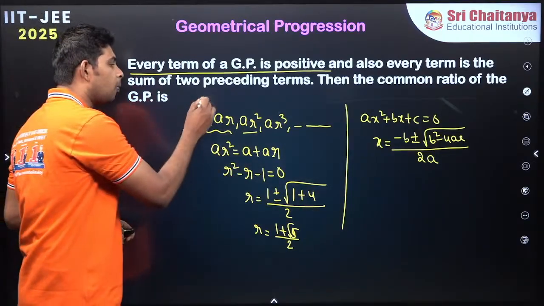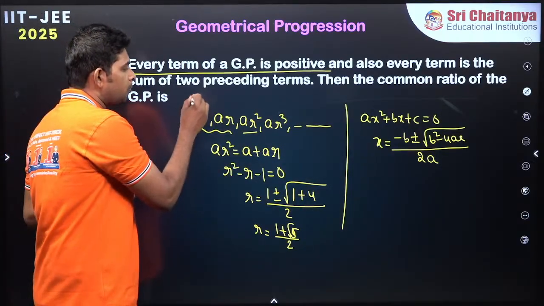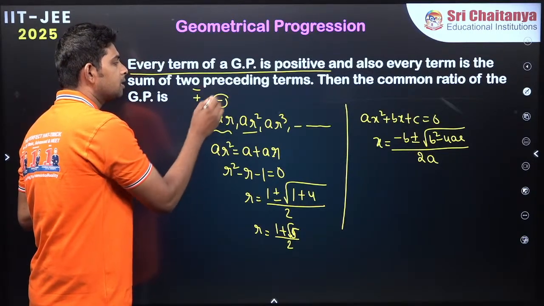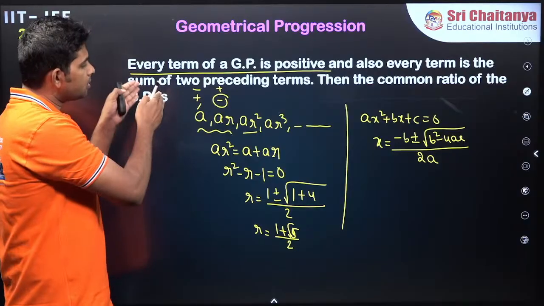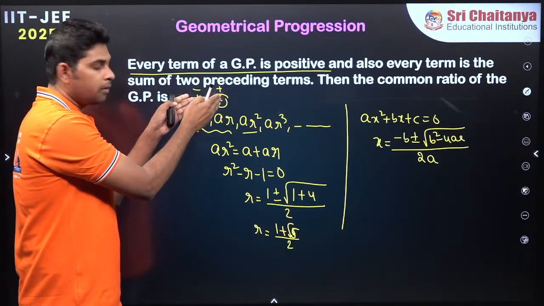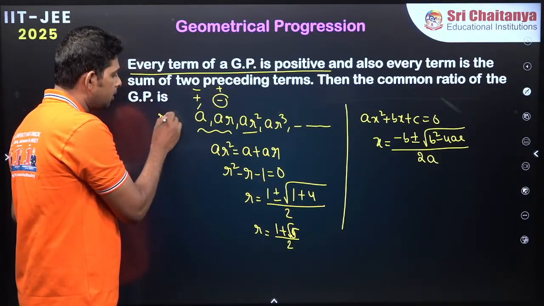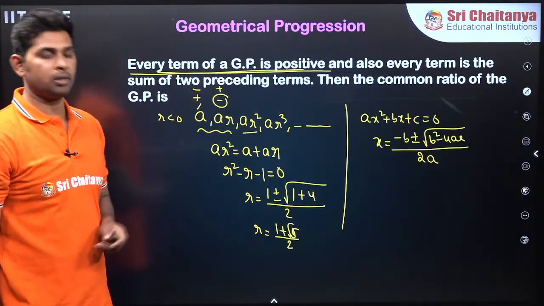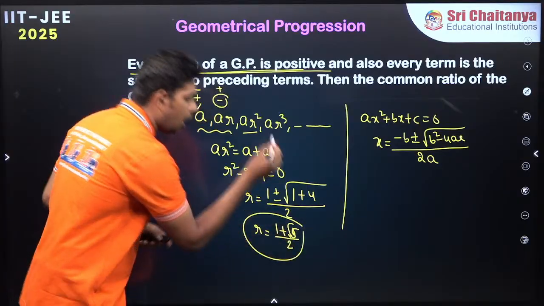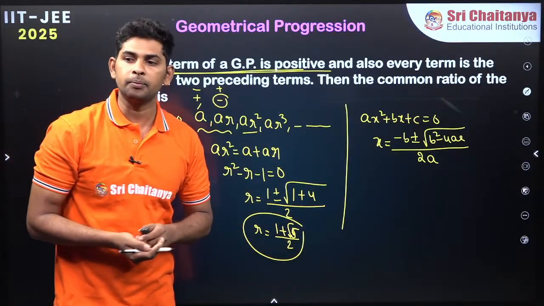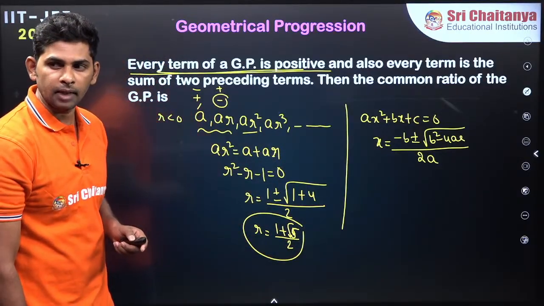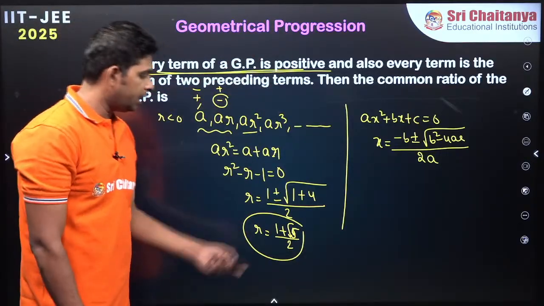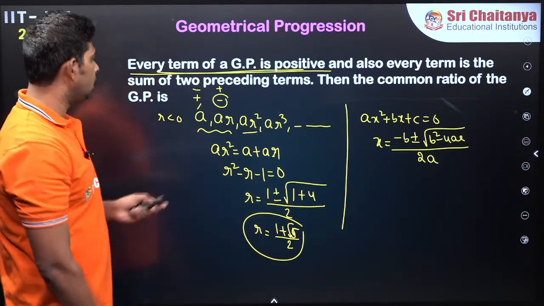Because whether a is positive or negative doesn't matter. Let's say a is positive, then if you multiply by a negative r, the term becomes negative. What if a is negative? Then the next term becomes positive. So if r is negative, one term is positive and one term is negative, and that is not possible because they are saying that all the terms must be positive. That is why we are considering the ratio r is equal to 1 plus root 5 by 2. Right? Nice. So that is how we solve this using the GP and find the common ratio of the GP.